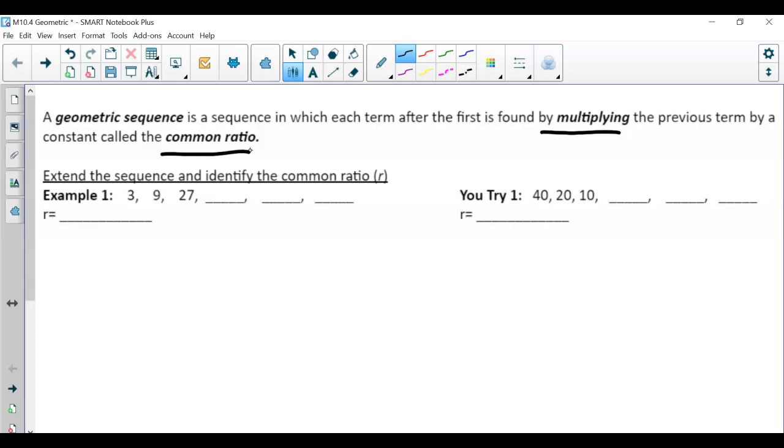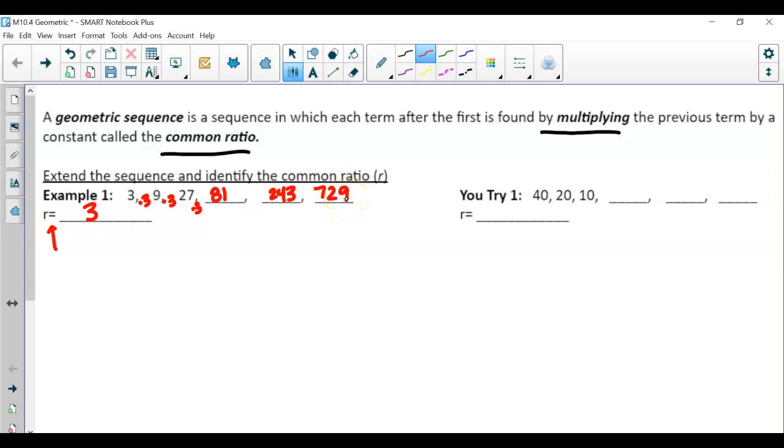So for example, here I notice I'm going from 3 to 9 to 27. And so in this case, the common ratio R here is 3, because 3 times 3 is 9, 9 times 3 is 27. So now we can just go ahead and extend it. The fourth term in the sequence is 27 times 3, which is 81. The fifth term in the sequence is 243. And then the last term here that we'll be stopping at, the sixth number in the sequence, is multiplying 243 by our common ratio of 3, and you get 729.